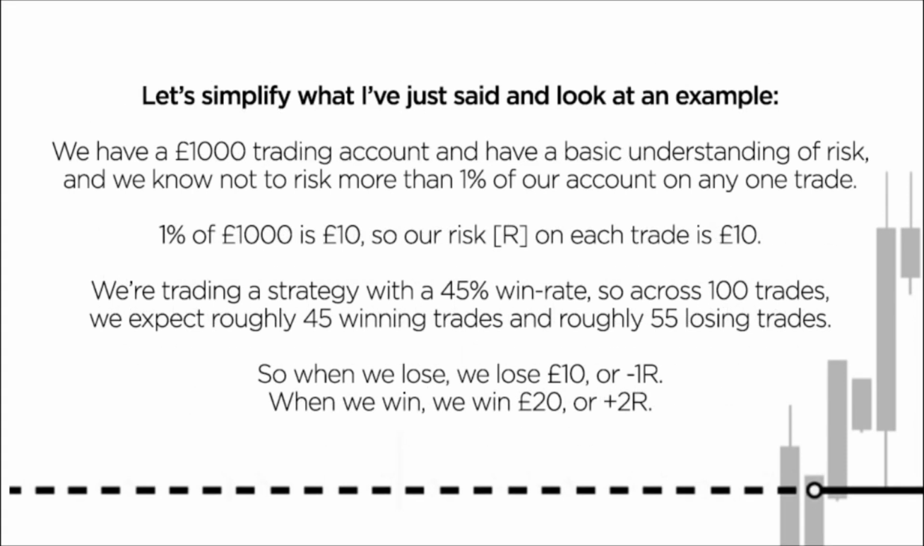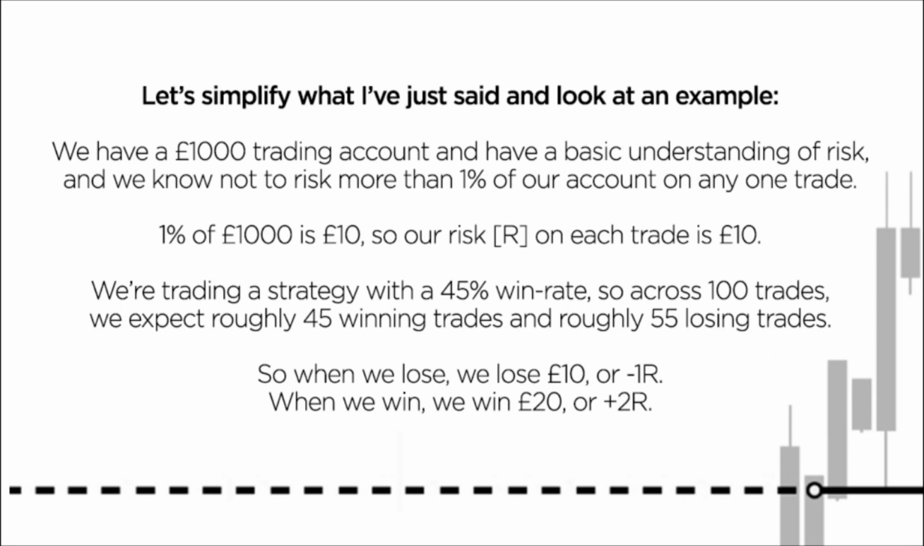So let's simplify what I've just said and look at an example. So we have a £1,000 trading account, a basic understanding of risk, and we know not to risk any more than 1% of our account on any trade. So 1% of 1,000 is £10. So our risk, or our R, on each trade is £10.